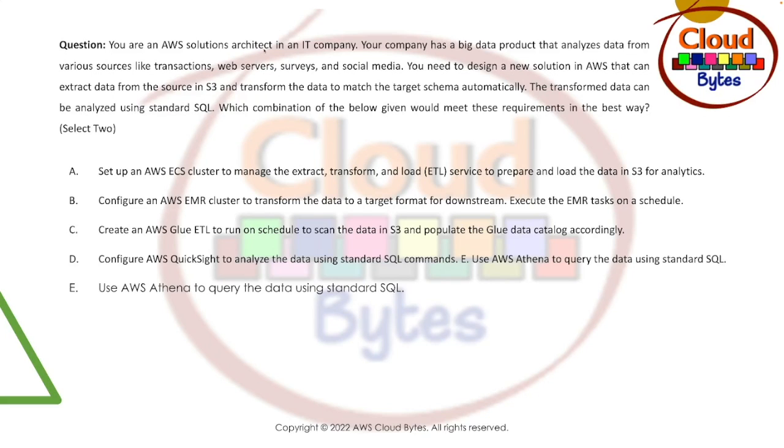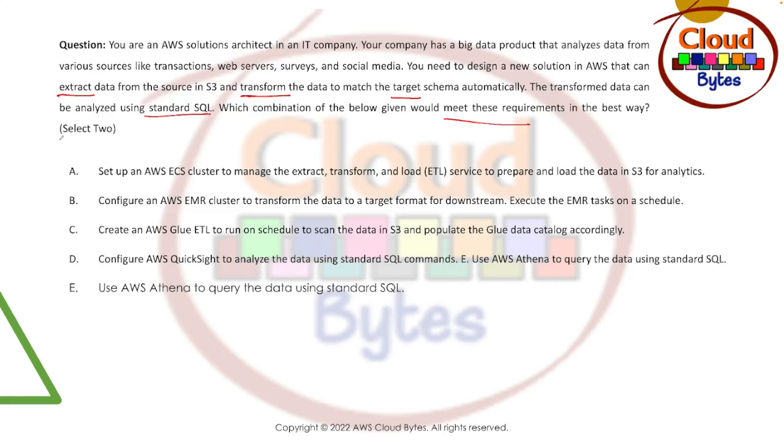You're an AWS solutions architect in an IT company. Your company has a big data product that analyzes data from various sources like transactions, web server, service, and social media. You need to design a new solution in AWS that extracts data from the source in S3 and transforms. So you got two keywords here. One is extract and then the other one is transform the data to match the target schema. The transformed data can be analyzed using standard SQL. Which combination of the below given would meet these requirements?